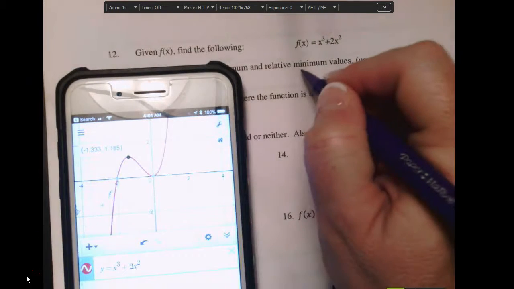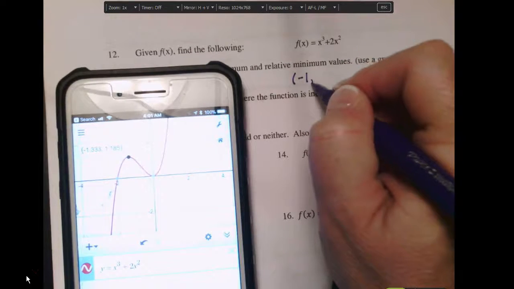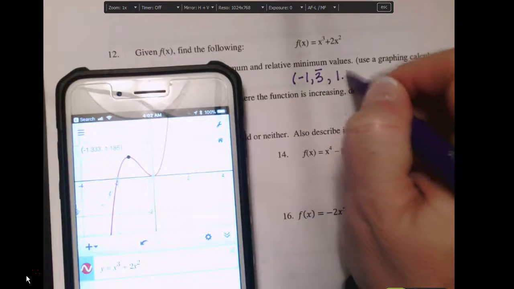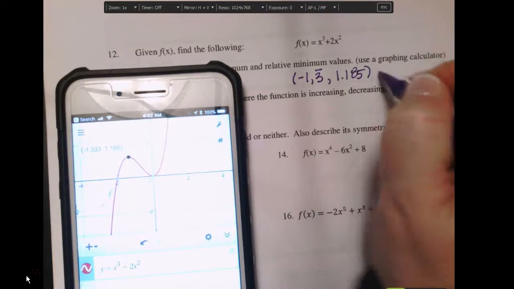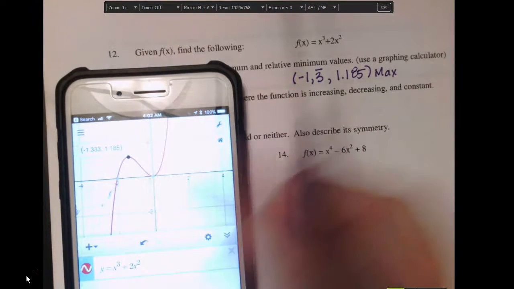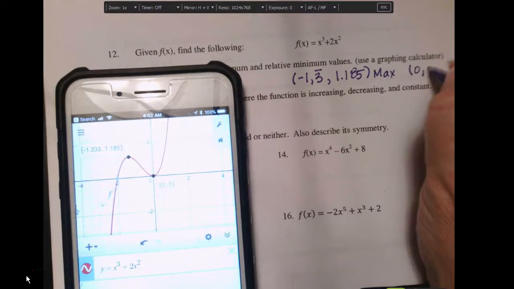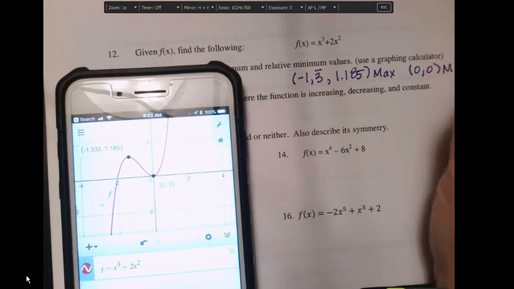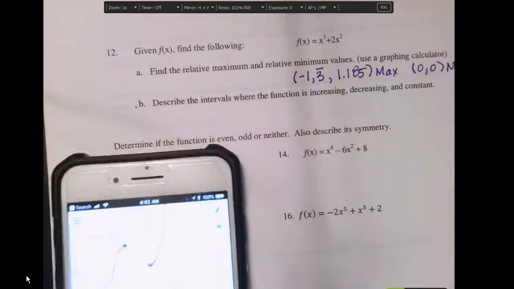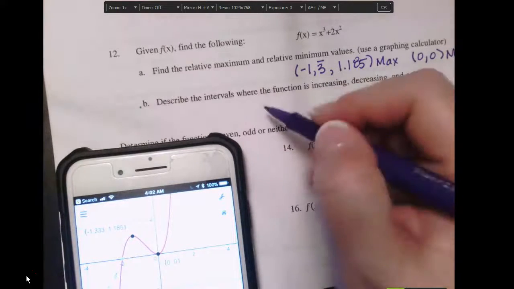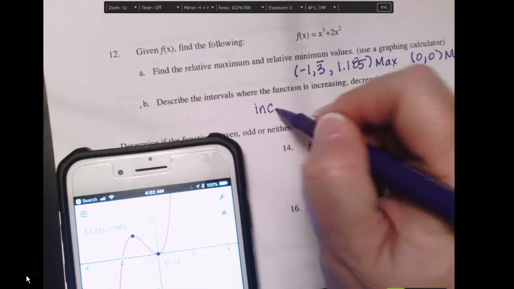So I'm going to say negative 1.3 repeating, 1.185 is a max, and then right at the origin is a min. And when is the function increasing, decreasing, and constant? Well, it's never constant because it's a curve.